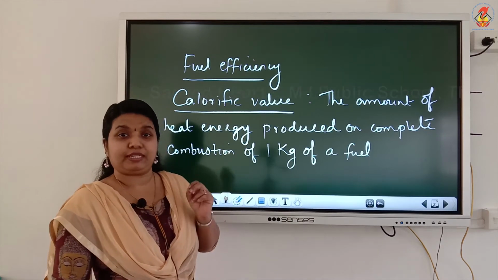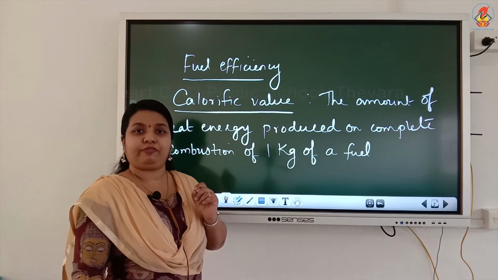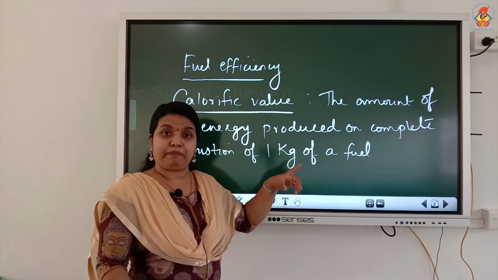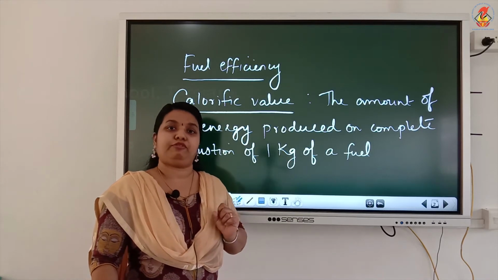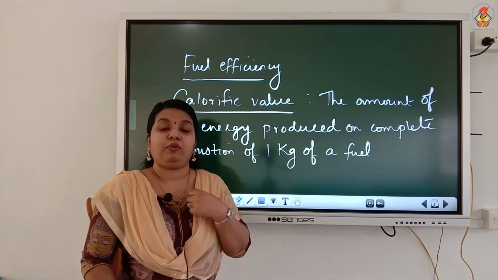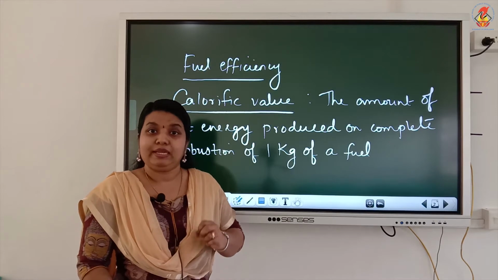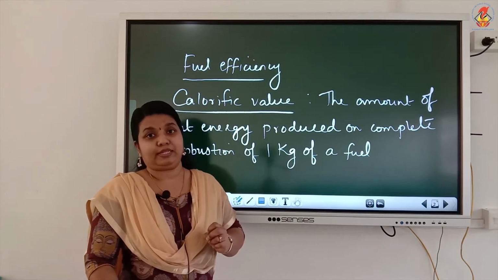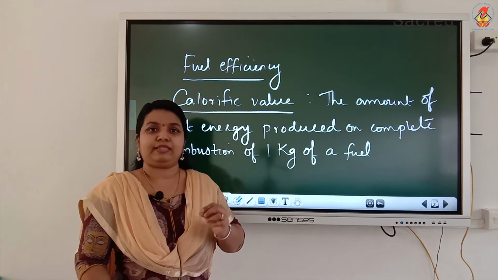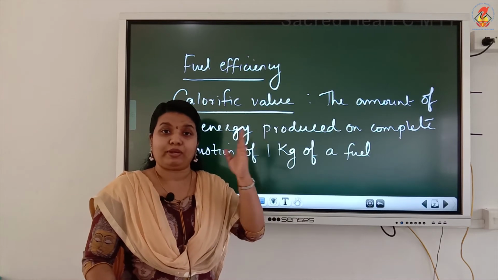So, fuel efficiency is expressed in terms of calorific value of a fuel. Calorific value is nothing but the amount of heat energy produced on complete combustion of 1 kilogram of a fuel. When 1 kilogram of a fuel is burned completely, how much heat is produced? That is known as its calorific value. It is different for different fuels. Some fuels produce a large amount of energy, some produce a lesser amount of energy.